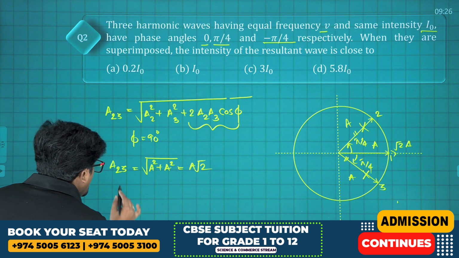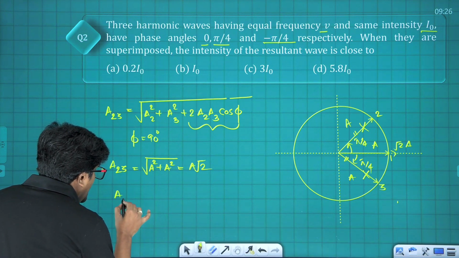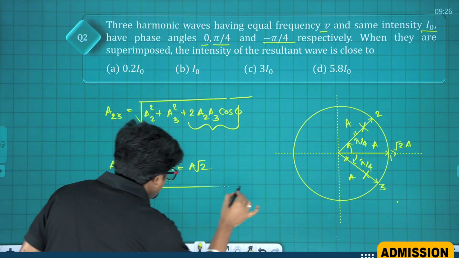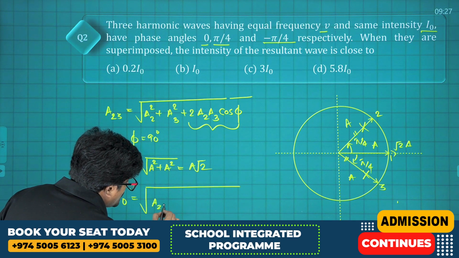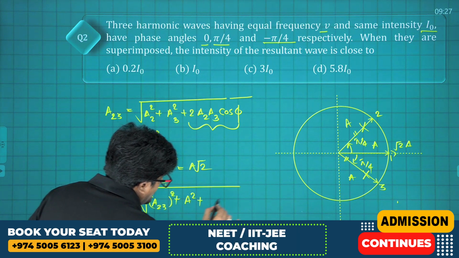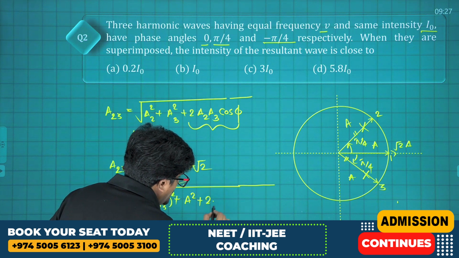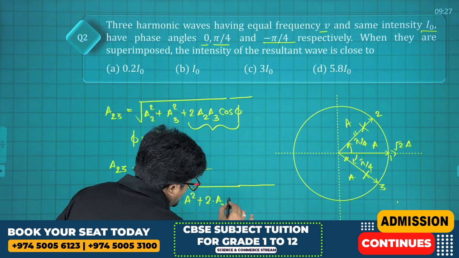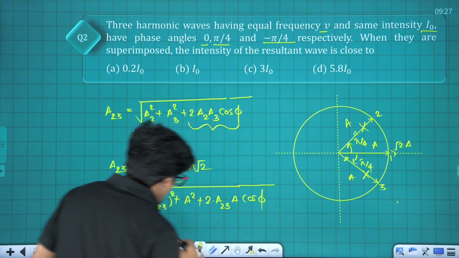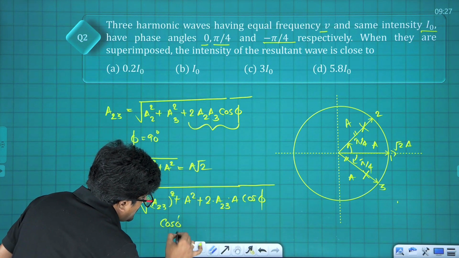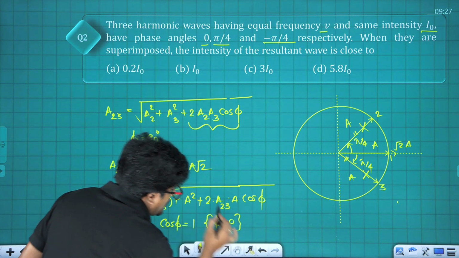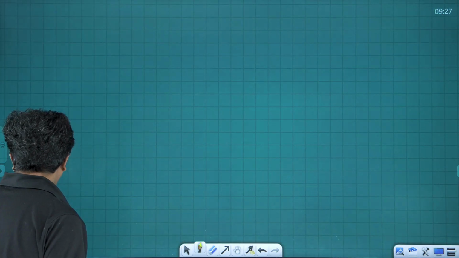The resultant of these two, I would like to mark as A naught, that is equal to root of A23 square plus A square plus 2 into A23 into A into cos of phi. Here cos phi is equal to 1 because phi equals 0 in this case.